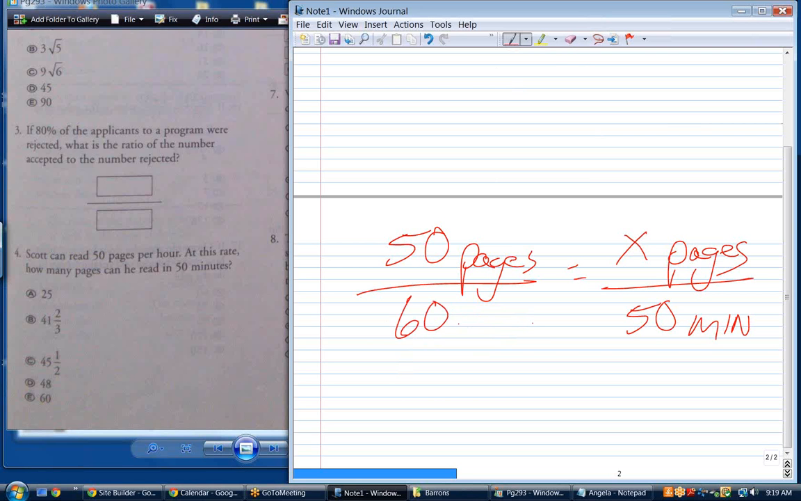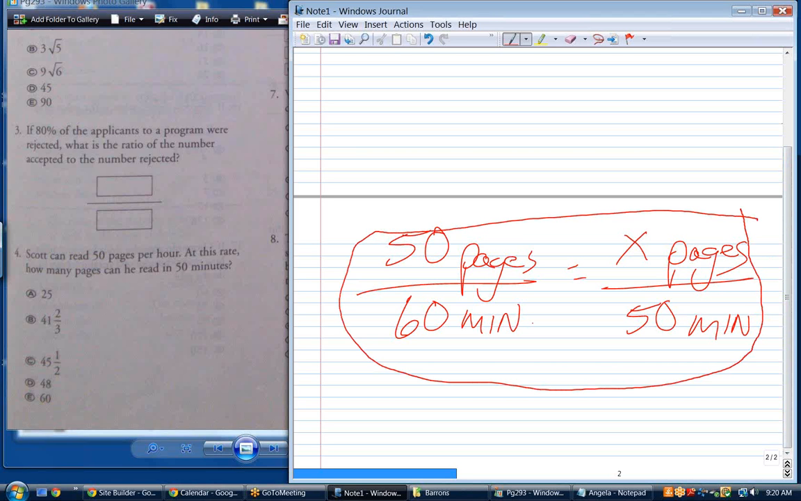In other words, if you do it as a ratio problem, just make sure all your units are the same. And what am I going to do to solve that? What's the first step going to be? Multiply both sides by 50 minutes. Correct. And then solve it.